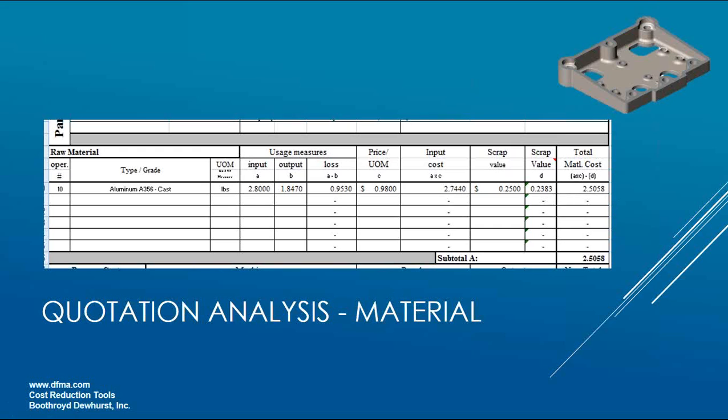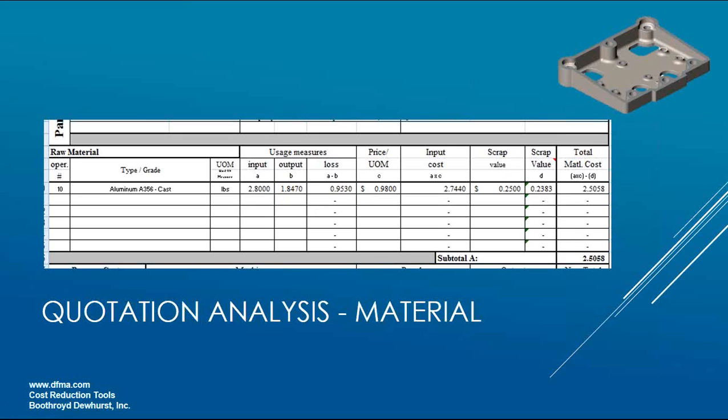Obviously, if there was a large discrepancy in cost there, I'd mark this as something that needed to be discussed with the supplier. Maybe they were overestimating or underestimating the amount of loss that was happening during the die casting process. Maybe their scrap values were different, and we'd have that transparency into what they were looking at.